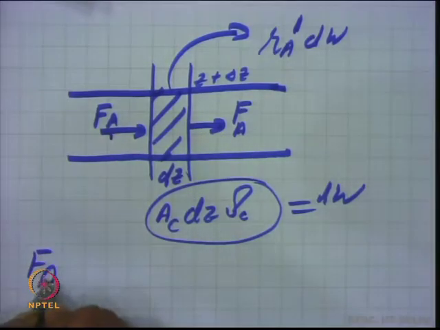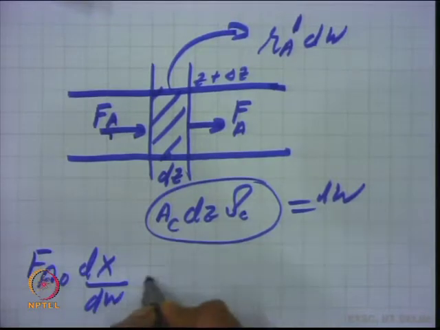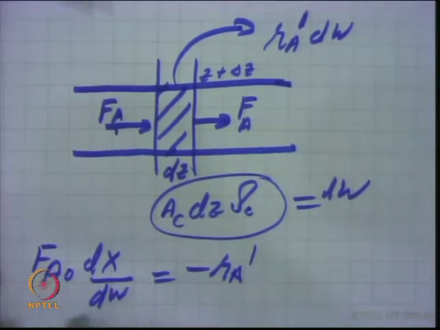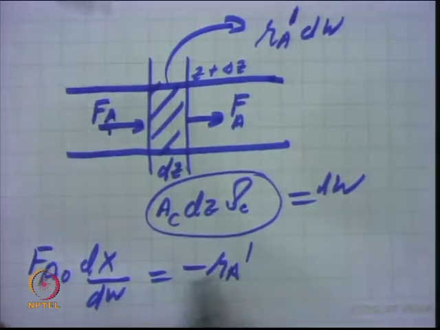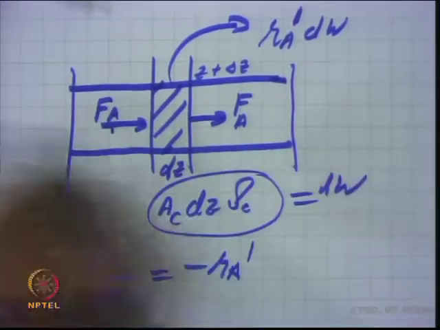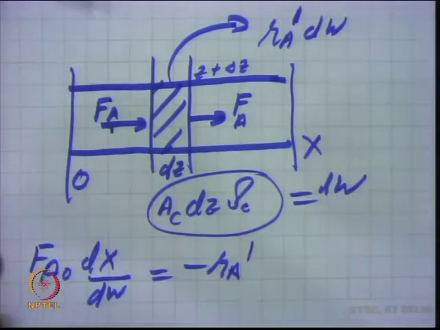right, or that is what I have written: FA naught dXA by dW is equal to minus R A dash, right. So, this is your differential form of the reactor design equation, and that expression, when you write it for the whole system, goes from 0 to W, the total mass of the catalyst required to achieve a given conversion X.